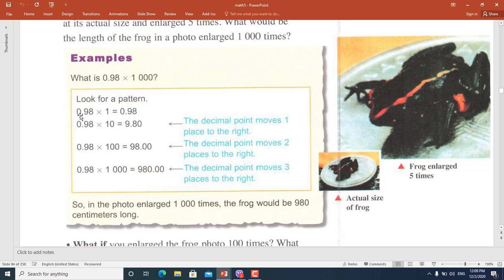If you multiply 0.98 by 1, it is 0.98 because of the one property. Any number multiplied by 1 is the same number. But if you multiply 0.98 by 10, from 10 we have 1 zero. So that means we move the decimal point of this decimal number one place to the right, because from 10 we have 1 zero. So we move this decimal point just one place.